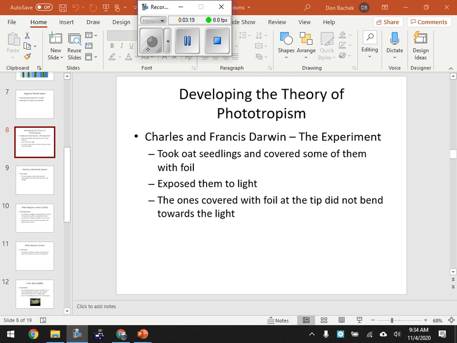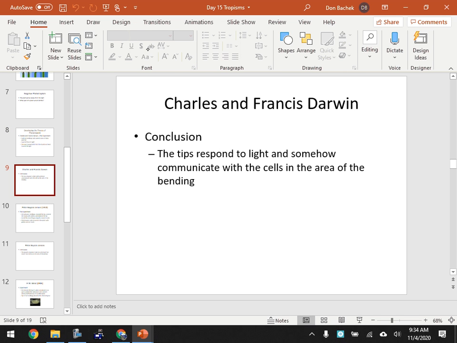So again, they cover the tips with foil, and the ones that were covered with foil did not bend. So their conclusion was the tips respond to light and somehow communicate with the cells in the area of the bending.